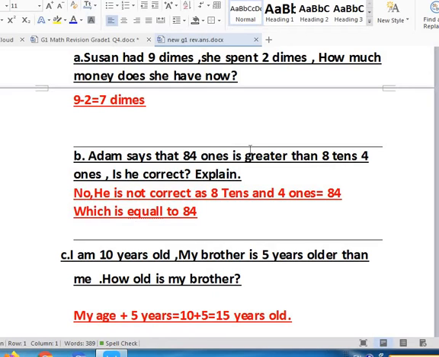So Adam says that they are not equal, the first one is greater than the other. So he is wrong. They are equal. They are equal, Adam.